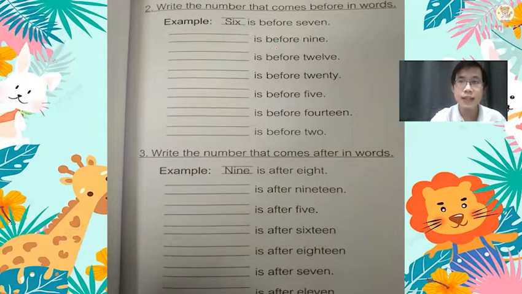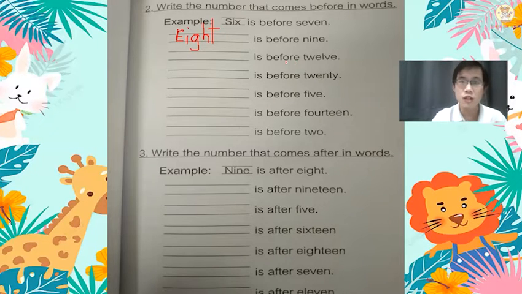So let's take a look at this exercise. Please take a look at number 1. What number is before 9? So number 8, right? So you spell 8 over here. E-I-G-H-T. 8 is before 9. If you want to make sure that 8 is before 9, you can count from number 1 to number 9. 1, 2, 3, 4, 5, 6, 7, 8, 9. That's why we can conclude that 8 is before 9.